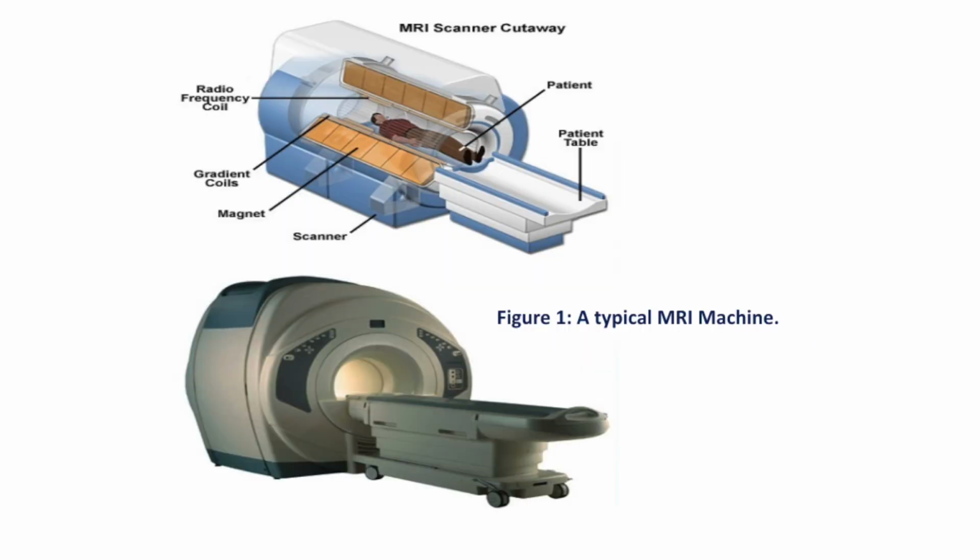A typical MRI scan machine is shown in figure 1. You can see it as a huge machine. We can observe in this figure that a typical machine has a patient bed, a magnet to produce a strong magnetic field, gradient and RF coils, and a scanner system.